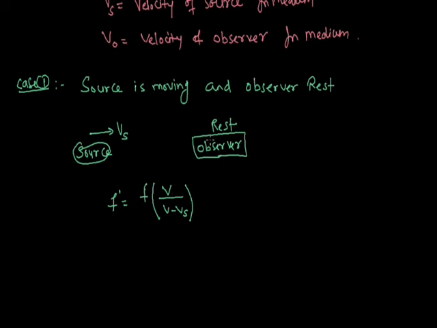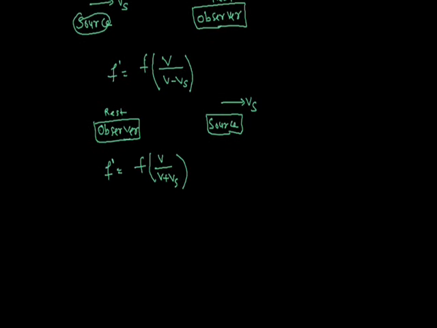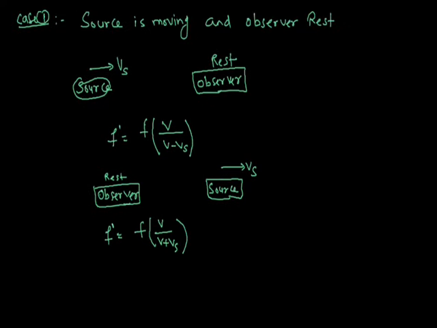Let the observer be here, at rest. Now the source is moving with velocity vs, but now the source is moving away from the observer, so the frequency observed by the observer will be f into v upon v plus vs, because now the source is moving away from the observer. That means the frequency received by the observer will be less; v plus vs is greater, so f dash will be less.